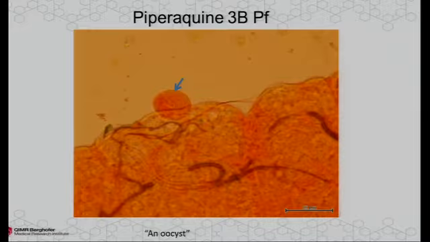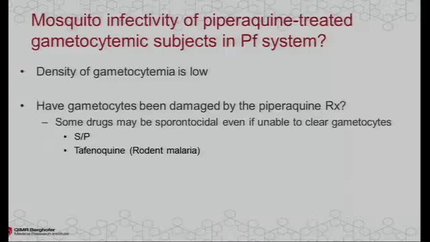a malaria oocyst in the midgut of the mosquito, because we've got all the pieces of the puzzle in place up until when we are actually able to get to this stage. So that brings up a number of questions related to this. So first of all, in our P. falciparum system, the density of our gametocytemia is quite low. It's at the limit of detection by thick film.